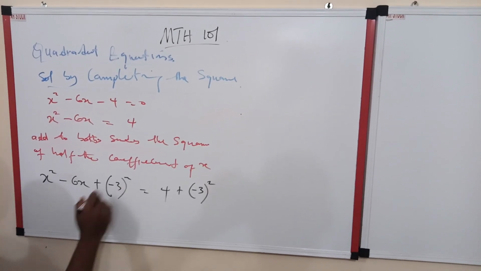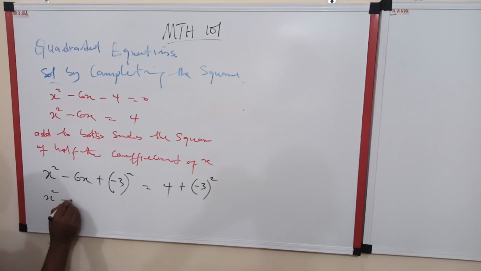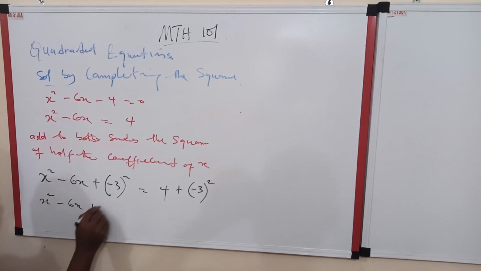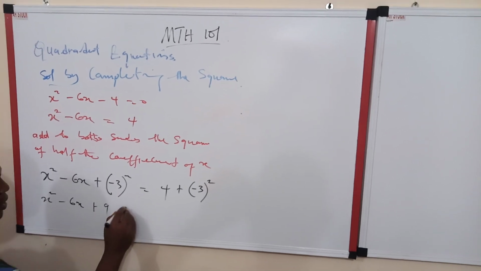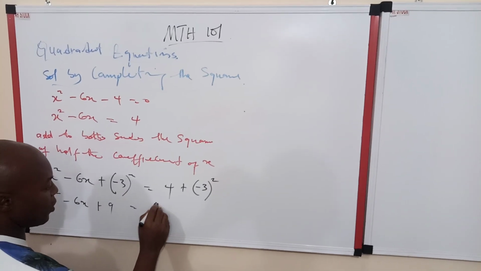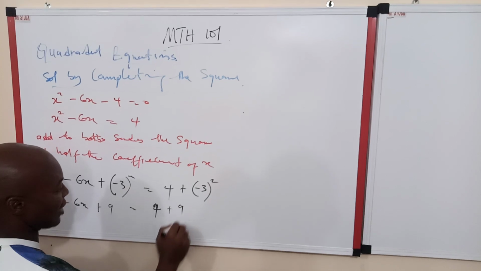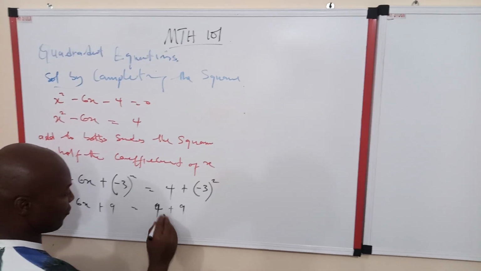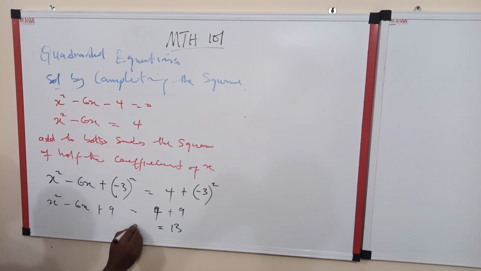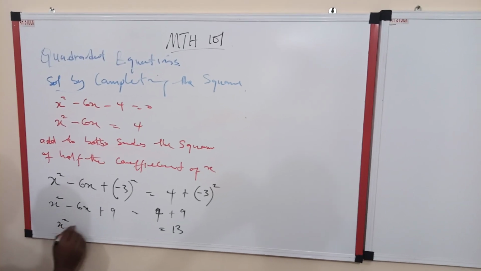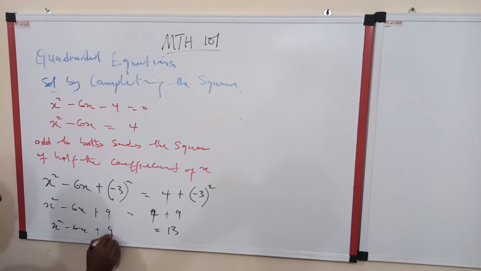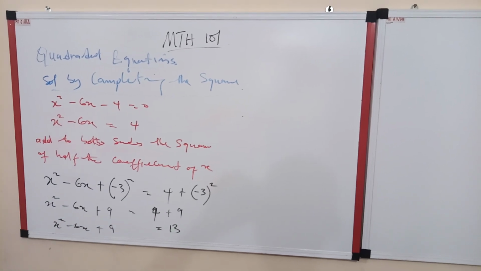When you resolve this, it will give us x squared minus 6x plus, because this one times itself, the negative sign becomes positive, and you're going to have 9, which you add to 4 as well. Here we are going to have 13. This is what we have: x squared minus 6x plus 9 equals 13. That is what we have.